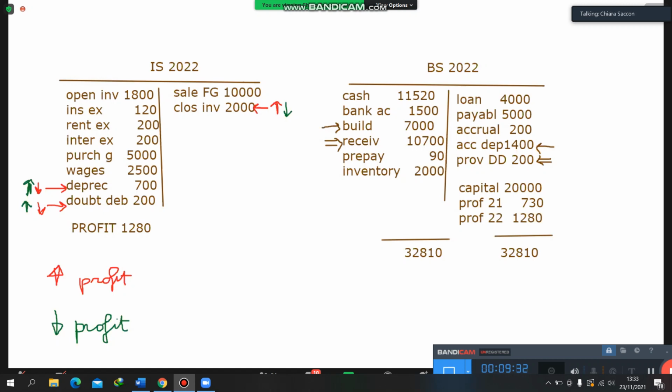Now, if I ask you what is the accumulated depreciation, is it an amount of money? No, okay. Good. Provisions are not amounts of money. Okay, good.